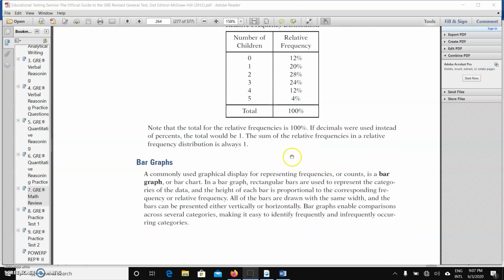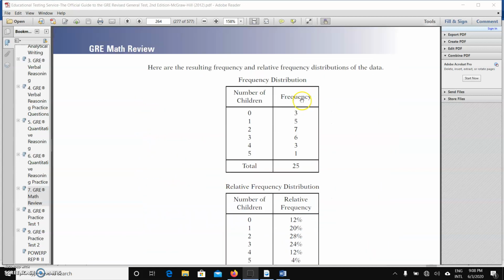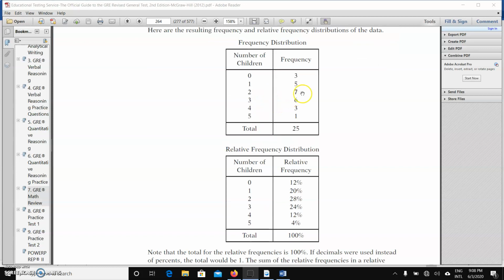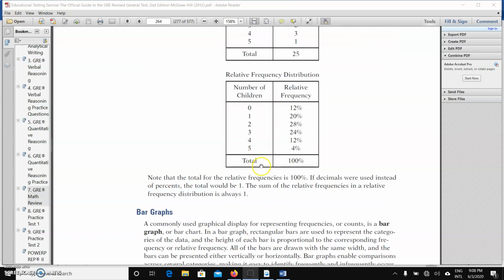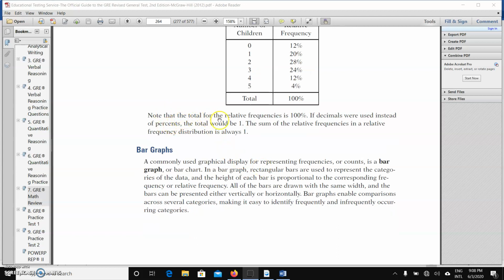Now, let's talk about bar charts. This data analysis is just talking about how data has been represented. They note that the total for the relative frequency is 100%. If decimals were used instead of percentages, the total would be 1. For example, 12% is 12 divided by 100, so that can be 0.12. Here will be 0.2. If you add everything together, it's going to be 1 if it's in decimal. But here it's not in decimal, it's just in percentage. So that's what they're talking about here.